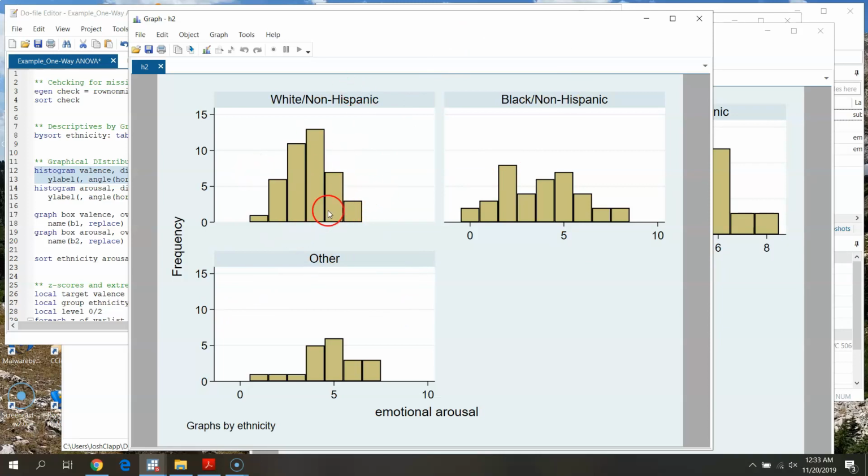For a white non-Hispanic group, this looks beautiful and normal, so that's good. Our ratings of arousal for our black non-Hispanic participants look to be kind of bimodal. Looks like we have a major mode at 2, a minor mode at 5, but something interesting may be going on here. Not problematic, but something we might want to think about a little bit. Here, for our other group, emotional arousal looks relatively symmetrical, with the majority of cases or scores falling at 4 and 5.